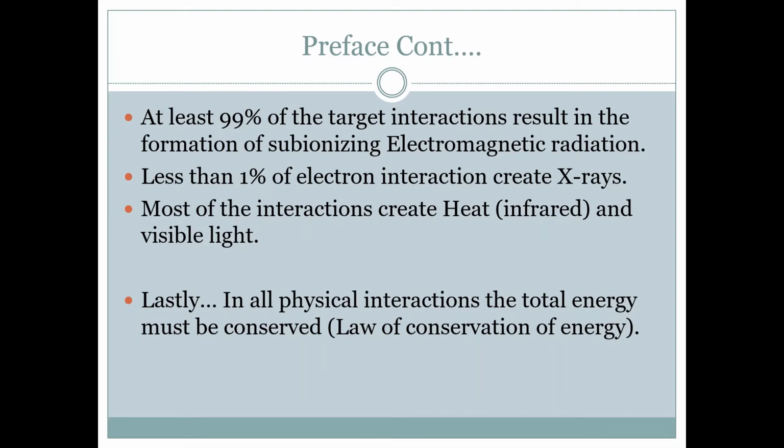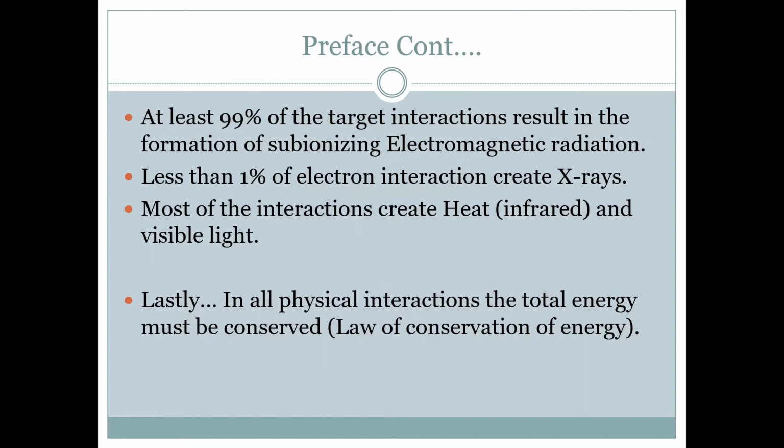Some more statements here to get us prepped for this. At least 99% of the target interactions result in the formation of sub-ionizing electromagnetic radiation. What that means is that most of the interactions with electrons and the target, the anode, result in the formation of things that are not X-rays. Most of those interactions result in the formation of infrared and visible wavelengths of electromagnetic radiation. Those are also called sub-ionizing because they don't have enough energy to cause ionization. In any case, less than 1% of the interactions actually create X-rays.